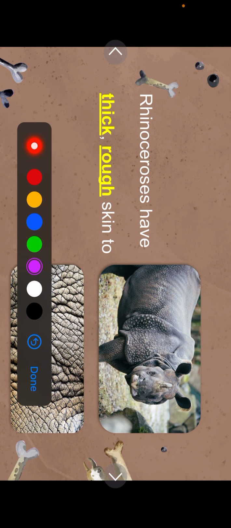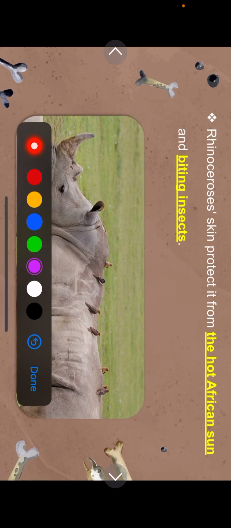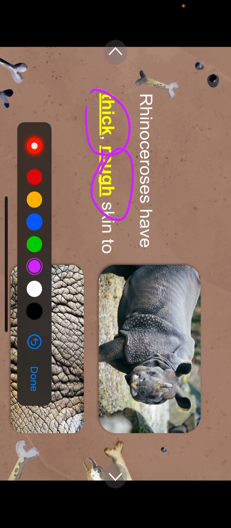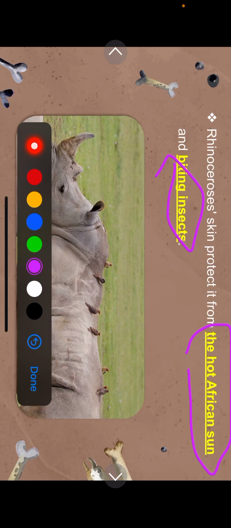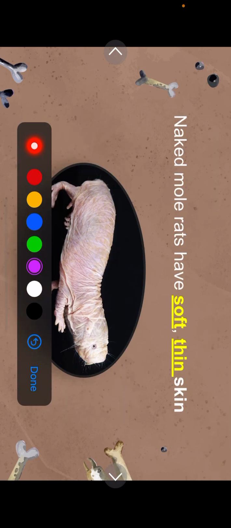As you see here, this animal has thick and rough skin. Why? To protect it from the hot African sun and biting insects. It has what? Thick, rough skin. Why? To protect its body from the hot African sun and also from biting insects.